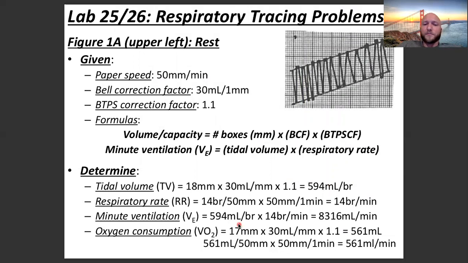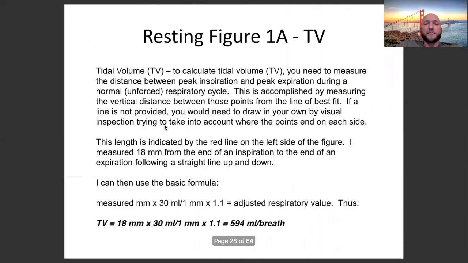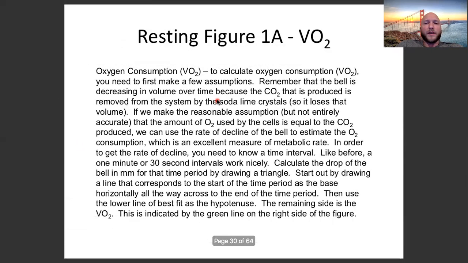So we have 17 millimeters. So it trends upwards 17 millimeters. We're going to multiply that by 30, our bell correction factor. Multiply that by 1.1. And we get 561 milliliters. And that happens over a 1 minute time period. So about 561 milliliters of oxygen gets used per minute by this subject. All right, here it is written out.